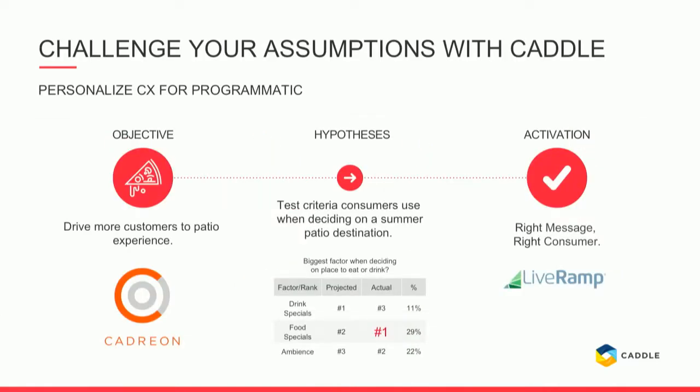So to give you a quick snap case study of how you can challenge your assumptions with CADDLE and personalize customer experience for programmatic, I'll give you a really quick example of something we did with our client Cadrion, who's a programmatic ad tech firm under the Interpublic Group umbrella. They had a client who had an objective of, I want to drive more customers to my patio. It's summertime, I'm not making enough money for my patio, I need to get more customers there. And their opinion was, how I'm going to get them there is with drink specials. I'm going to do Corona buckets for like 10 bucks. People are going to fly in, and my patio is going to be bumping. It's going to be the best patio in town.